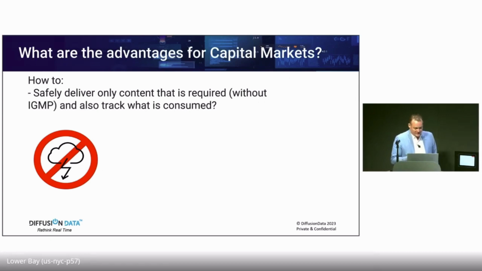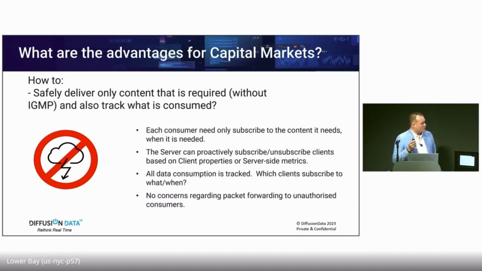So how do we safely deliver only the content that is required and then track what is consumed? Diffusion does things slightly differently from other messaging platforms. Diffusion allows us to structure the data freeform, in a totally blank canvas topic tree hierarchy. So we might start with asset classes: equities, futures, options, fixed income, FX. Then we might have it under region. And then it's totally up to us how we design this. Each consumer can subscribe to the relevant part of the tree, so they're only getting the data that they need.